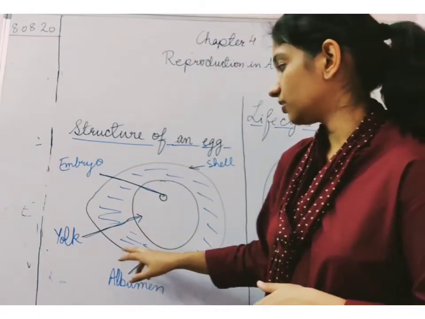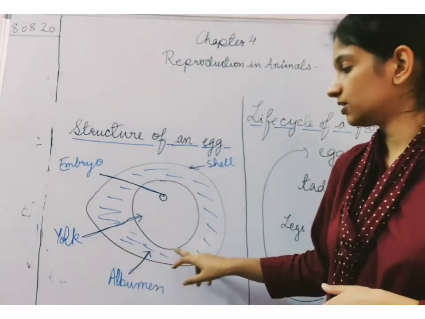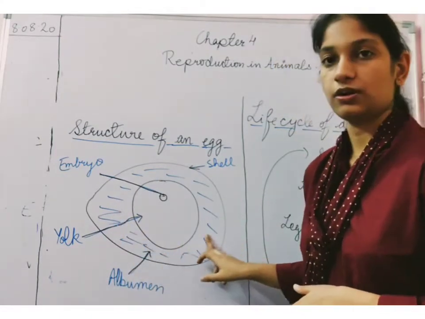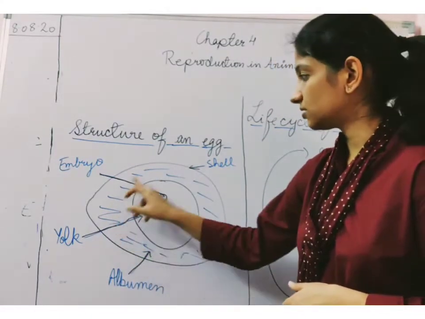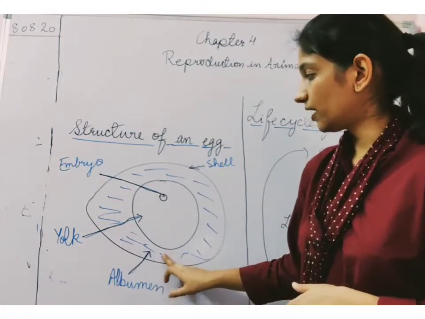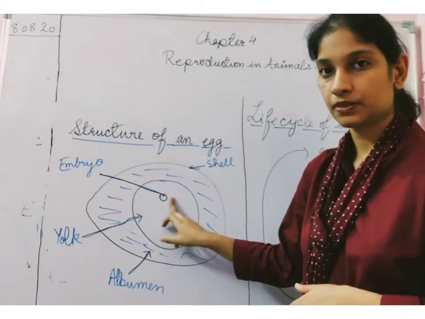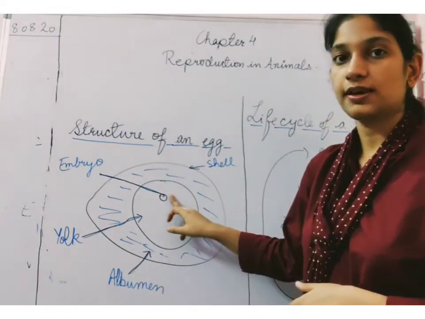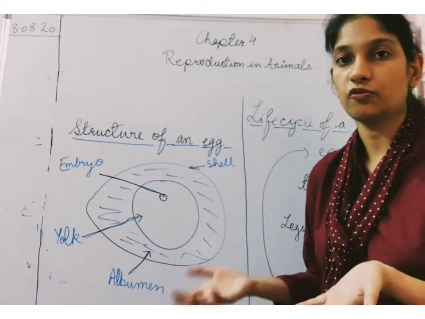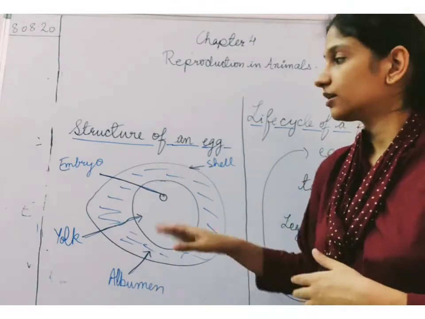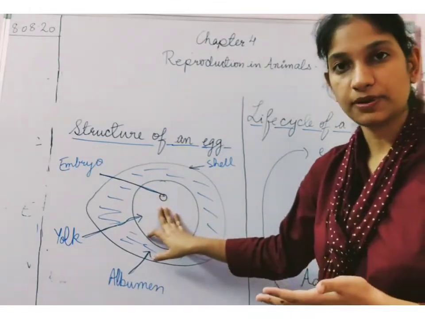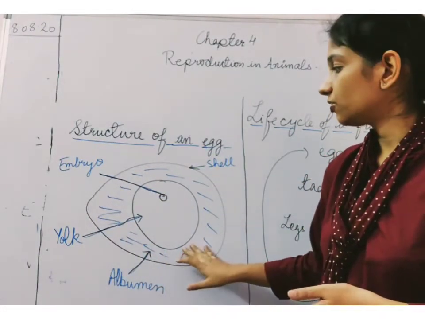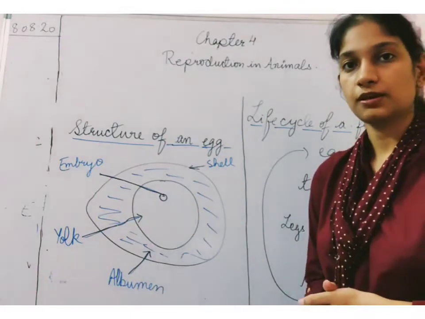Now, the other thing is albumin. Albumin is a watery substance present around the yolk. It provides water to the embryo and also protects the embryo from sudden shocks or sudden movements. If there are any sudden movements that can harm the embryo or the developing baby, the albumin will protect the embryo from that and will also provide water to the embryo.